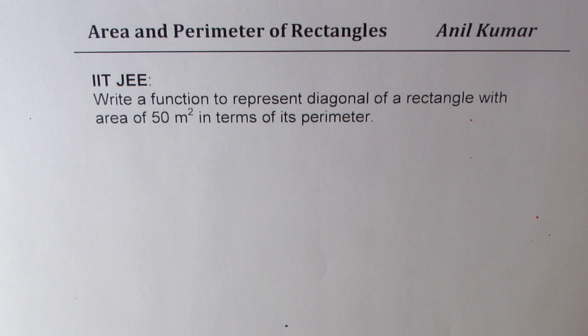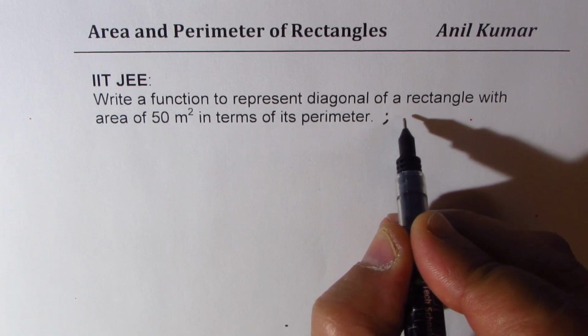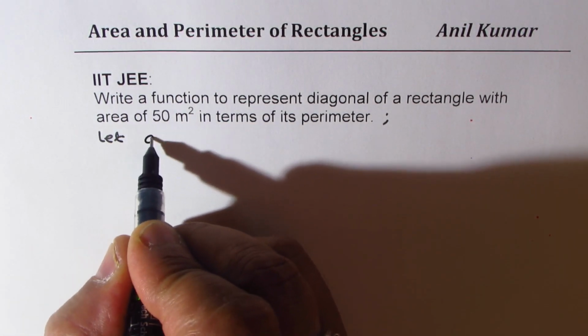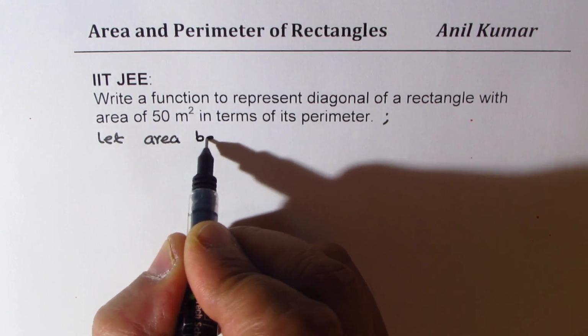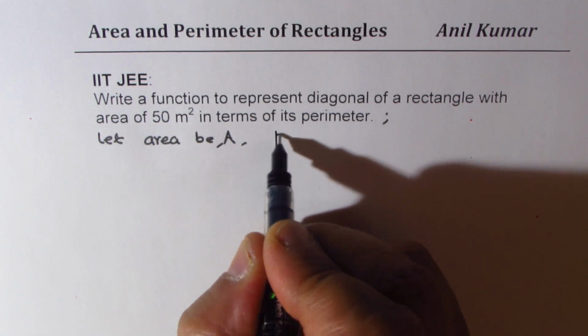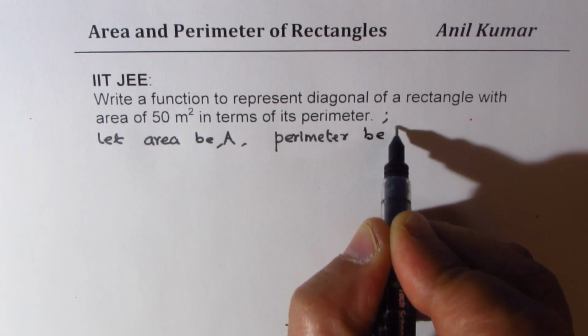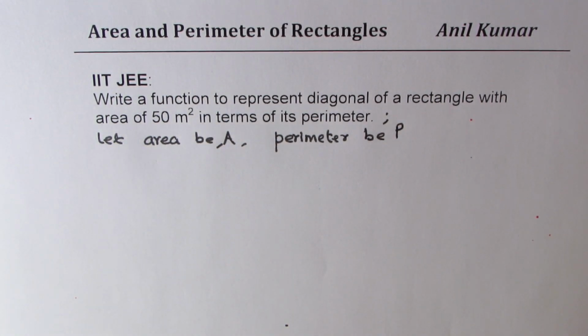We have scaled the question to IIT JEE level. The question here is, write a function to represent the diagonal of a rectangle with an area of 50 meters square in terms of its perimeter. So I'll provide you with a solution where we'll say let area be A, and so we'll do a general solution, and perimeter be P, right?